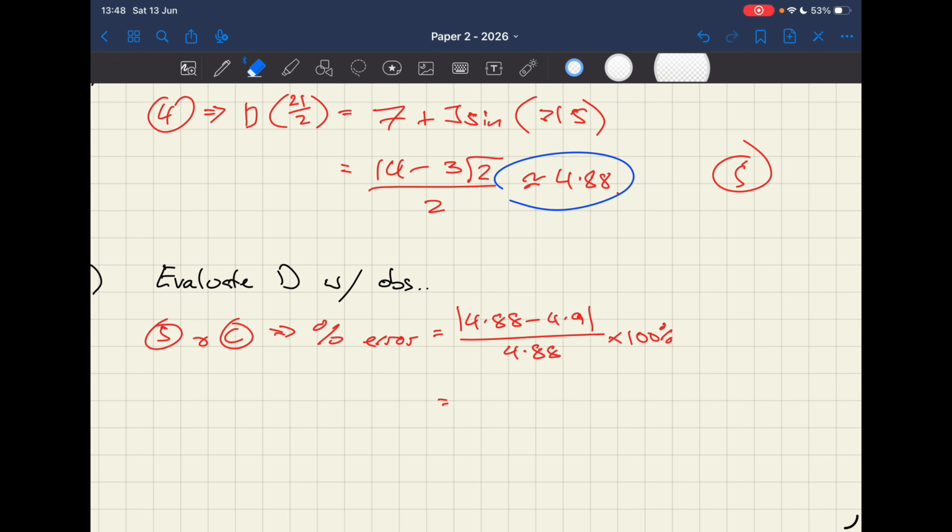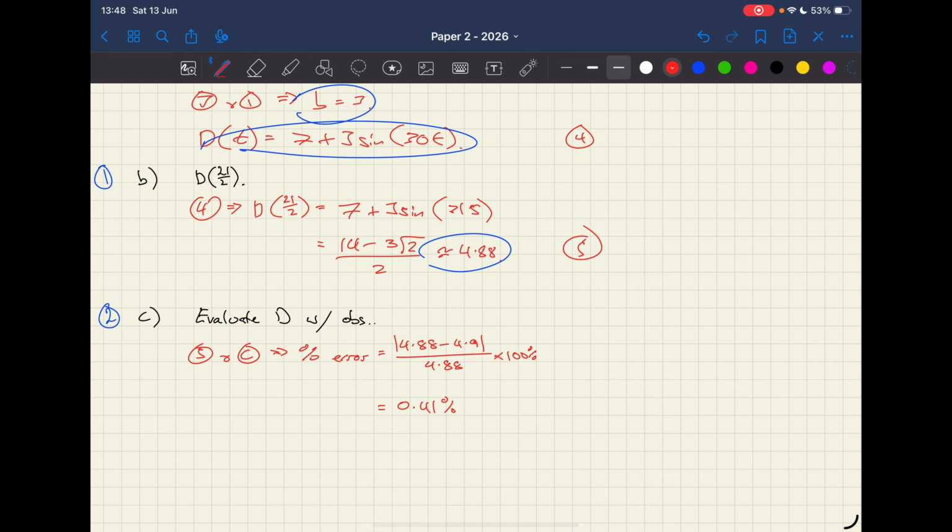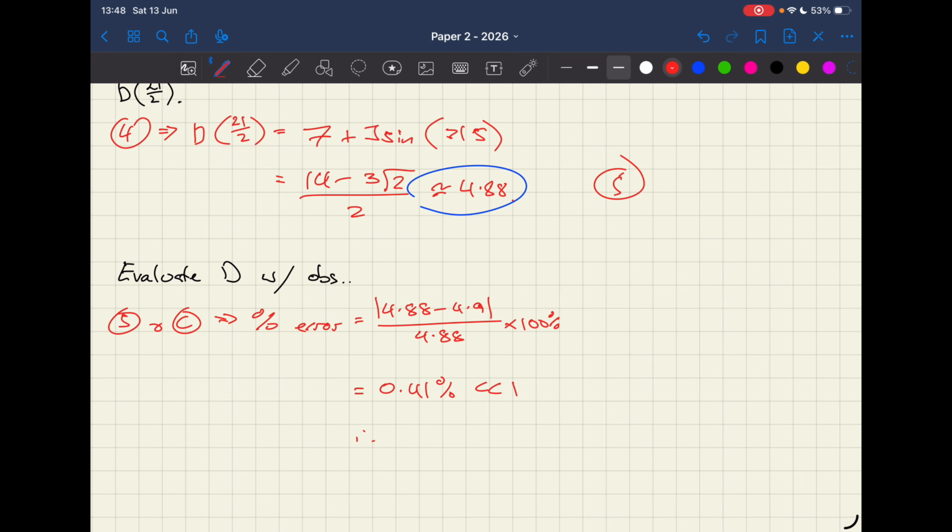I get that we are off by a very small amount of 0.41%. That's very small. So what do we have from there? Therefore, I'd say it's pretty good. Yeah, it's reliable. It's a reliable model.